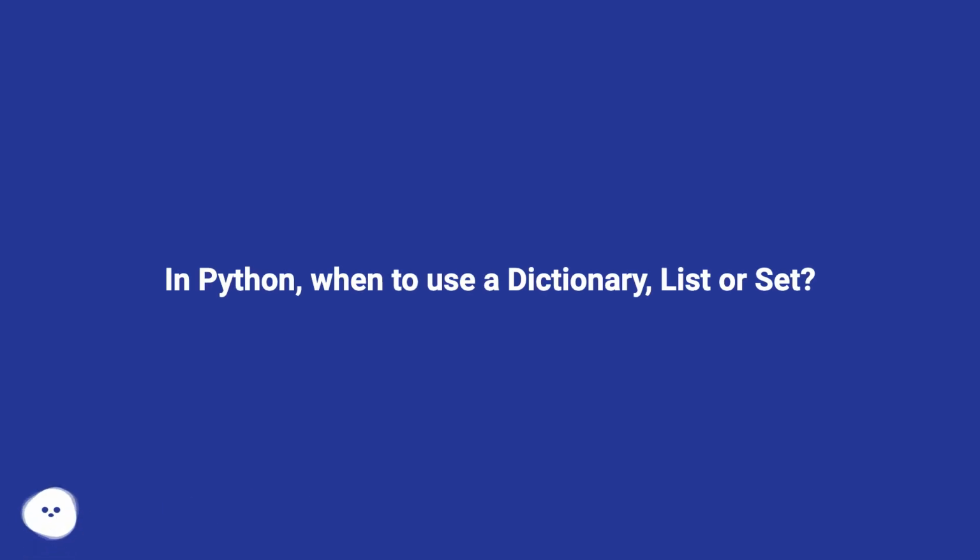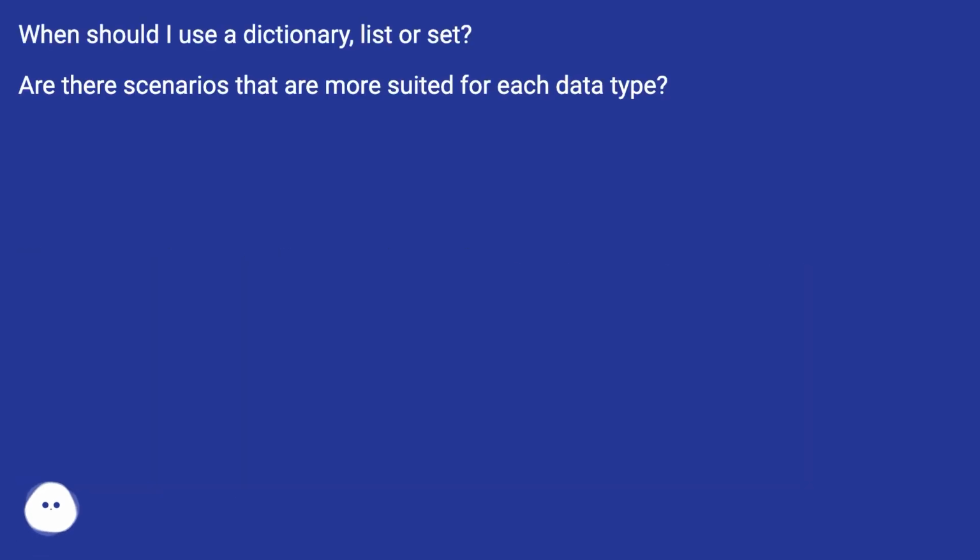In Python, when to use a dictionary, list, or set. When should I use a dictionary, list, or set? Are there scenarios that are more suited for each data type?